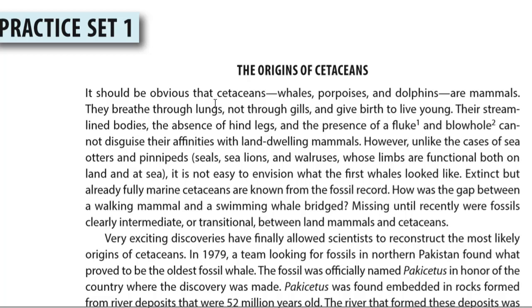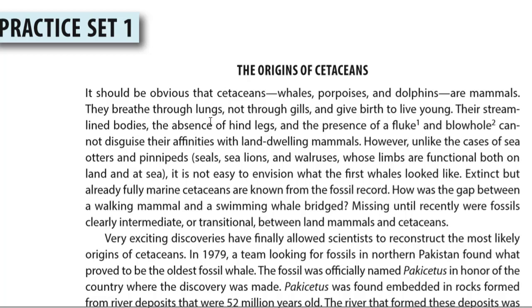It should be obvious that cetaceans, whales, porpoises, and dolphins are mammals. So according to what I read from the context, I had a small idea that cetaceans could be creatures in the sea or in oceans, right? Now we move to the second sentence.